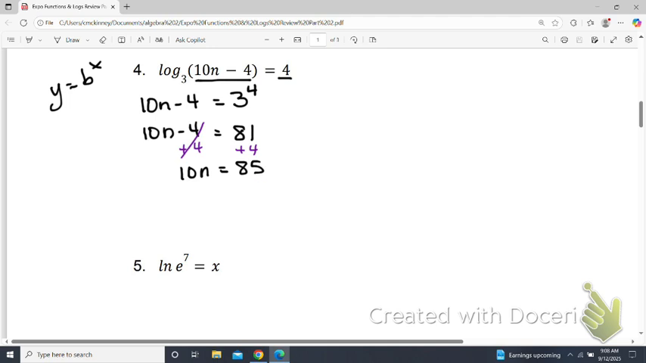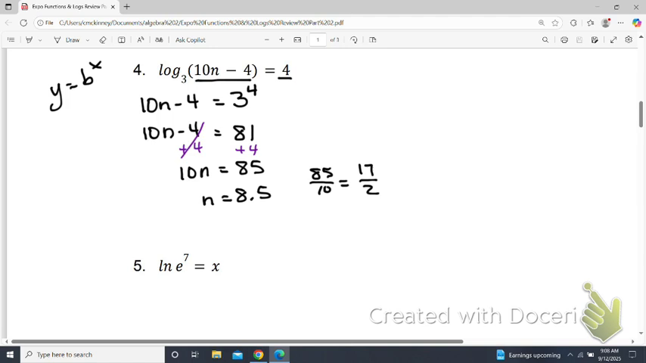I'm going to add 4, and then I'm going to divide by 10. And in this case, 8.5 is a nice clean decimal. So that decimal is a great choice to use. If you did 85 over 10, you would need to reduce that. So 17 over 2 would also be a simplified answer.